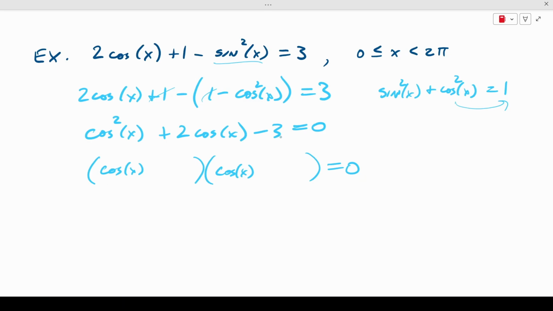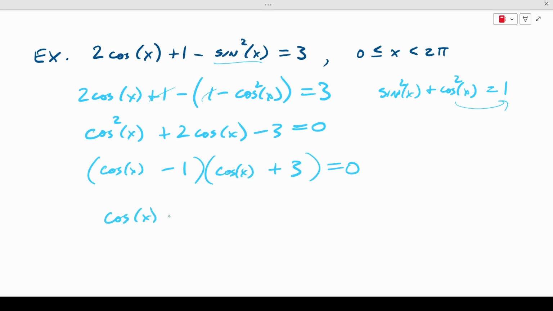I want two numbers that multiply to negative 3 and add to positive 2. So the 3 must be the positive one. Double check. Cos x times cos x squared. This is plus 3 cos x minus 1 cos x. That's the same as plus 2 cos x minus 3. We're good. Okay, the only way for this to equal 0 is if each part equals 0.